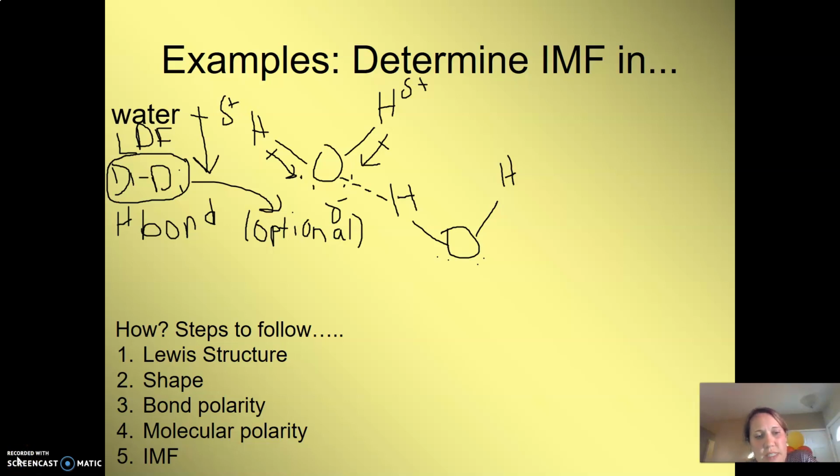So hopefully that helps work through some examples. Always start with your Lewis dot structure. Determine if you have polarity going on within the molecule, not bond polarity, molecular polarity. Then use that to figure out your intermolecular forces.